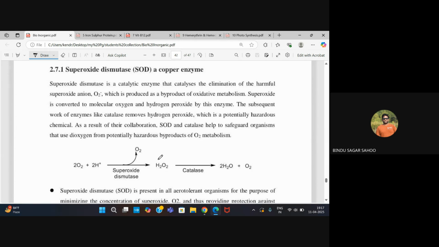But hydrogen peroxide is potentially very toxic. That is not good for our biological system, and that's why in the further step, catalase converts hydrogen peroxide into water molecule and further oxygen.